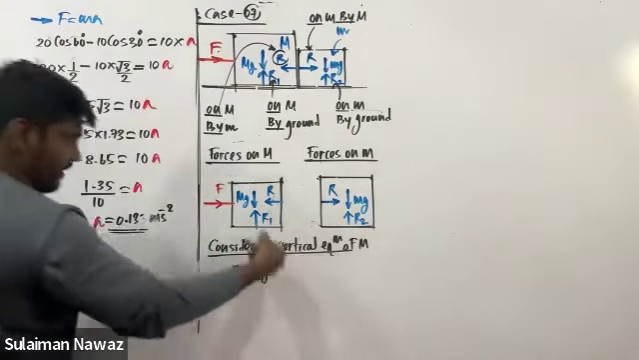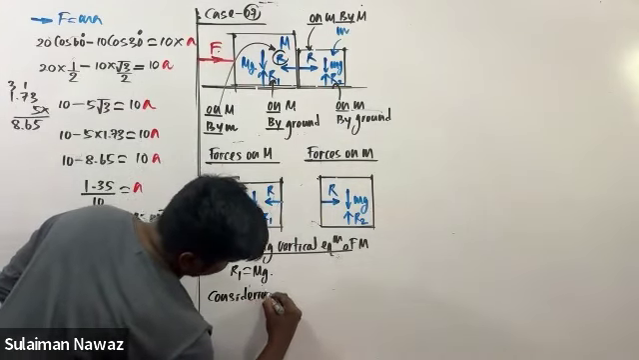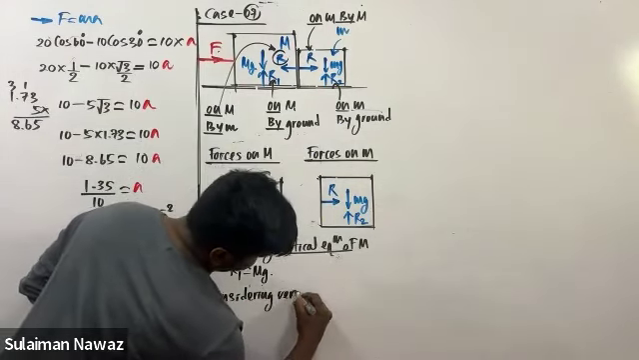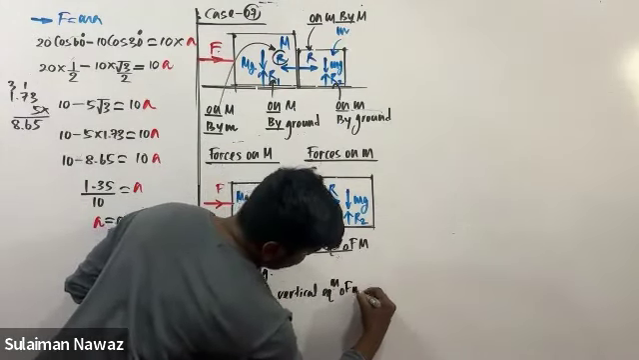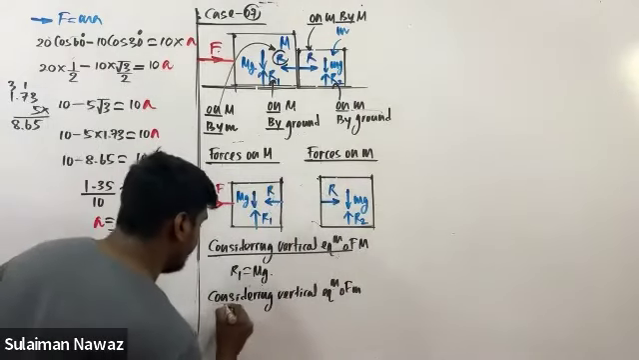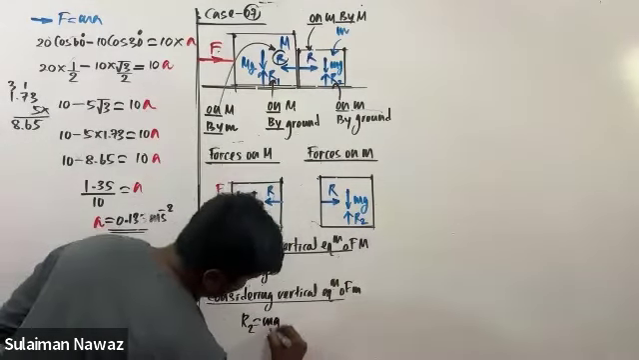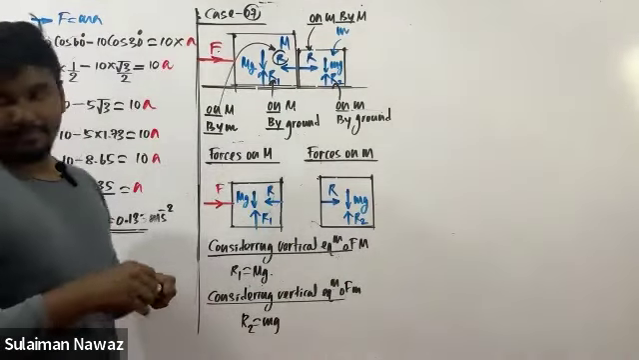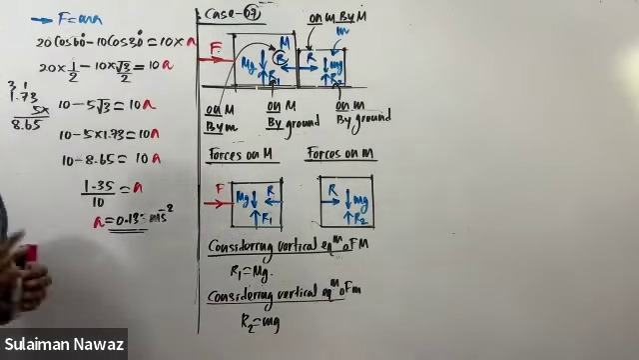Considering vertical equilibrium of small m, then you know that R2 must be equal to small mg. Okay. Now we are learning everything step by step, so get the maximum benefit.